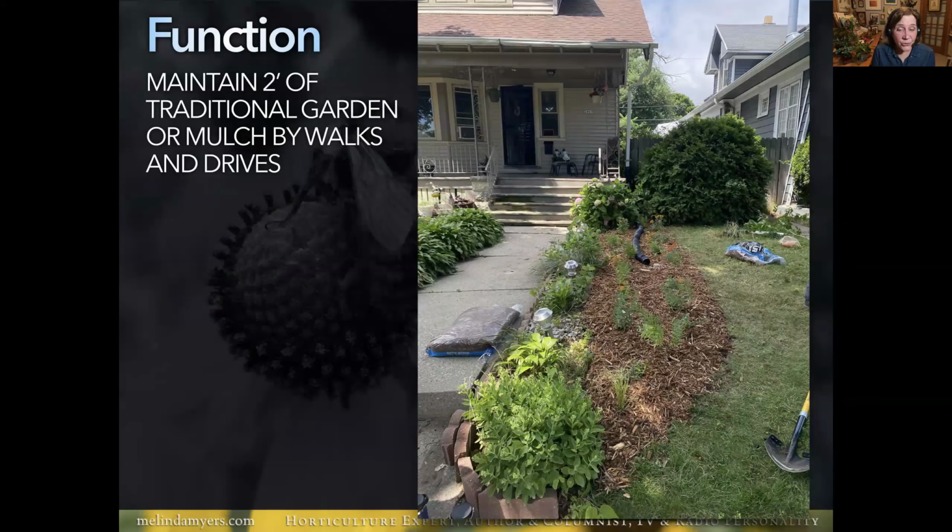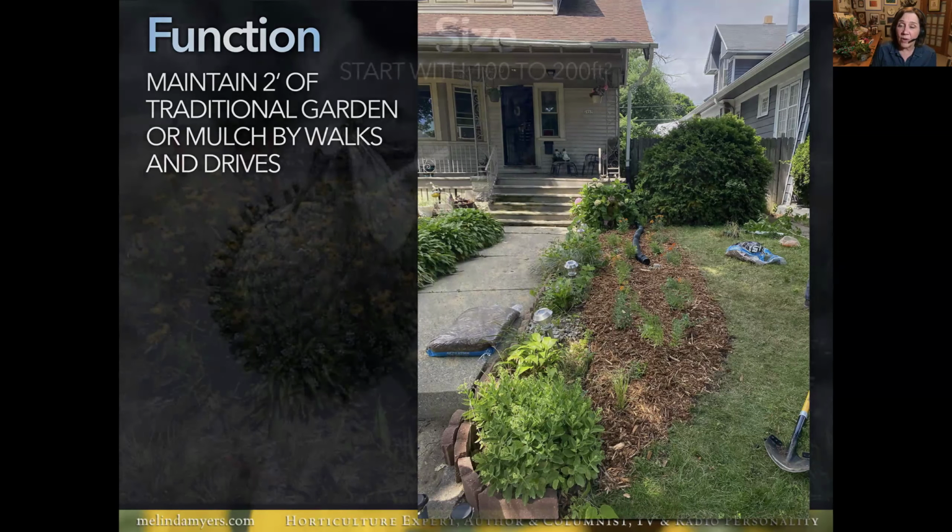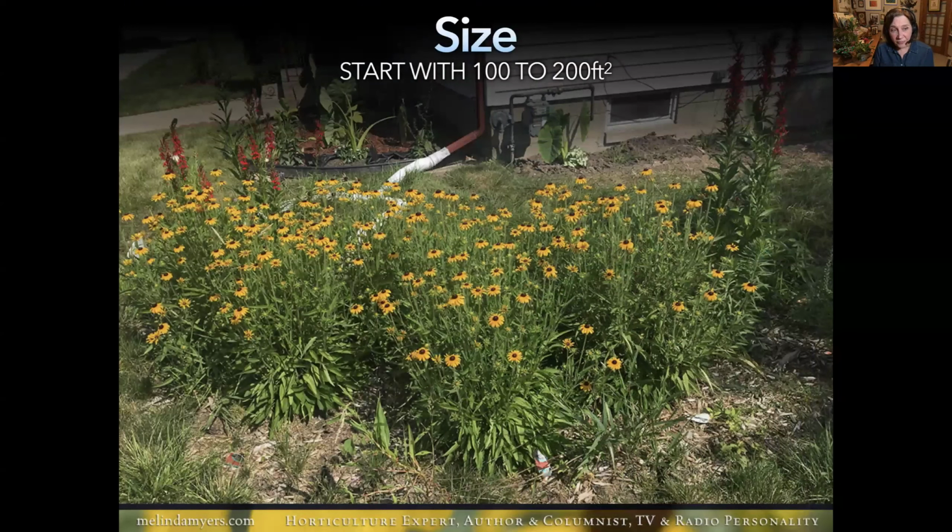I just want to remind you again, have that traditional 2 feet of garden, or here they've got garden with mulch, and then their rain garden connects to that. So they're maintaining that integrity so that their sidewalk doesn't wash out in heavy rains as they're digging their garden.